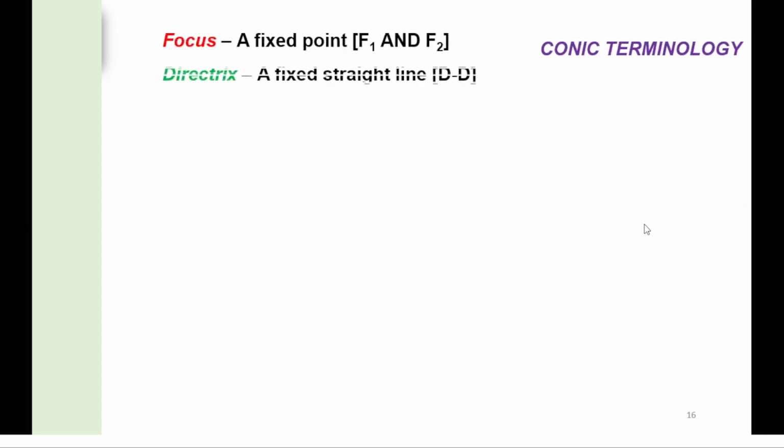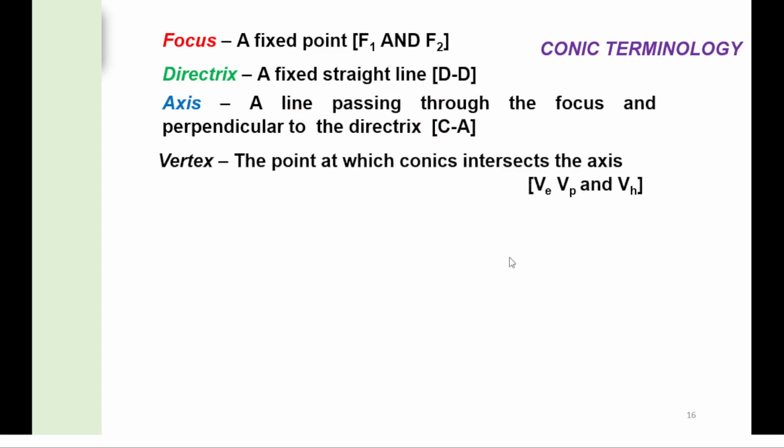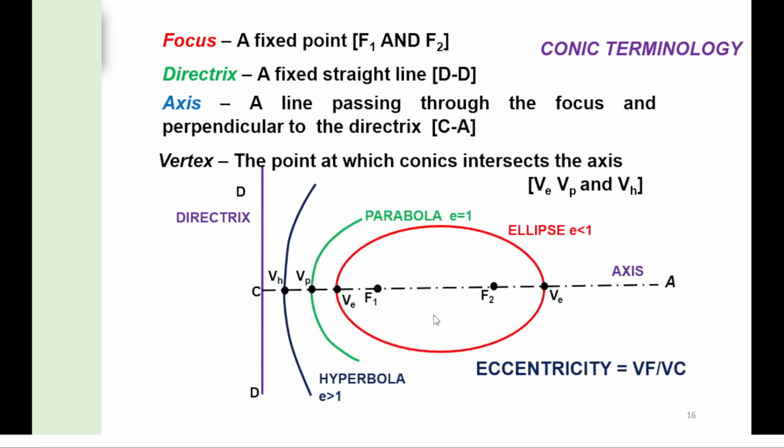Now we will see what we have learned: what is focus, what is directrix, what is axis. Focus is a fixed point; for an ellipse it is F1 and F2. Directrix is a straight line, represented by DD. Axis is a line passing through the focus and perpendicular to the directrix. Vertex is the point at which the conic intersects the axis, or we can say these are the extreme points on the axis. So this is the diagram we have already learned.